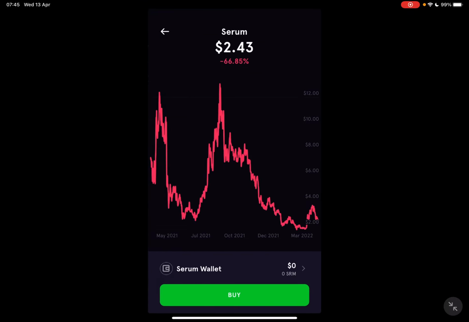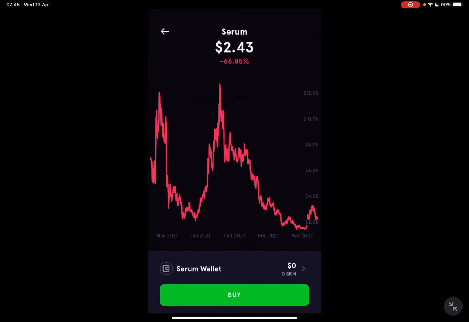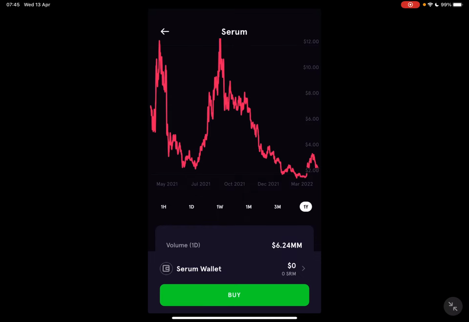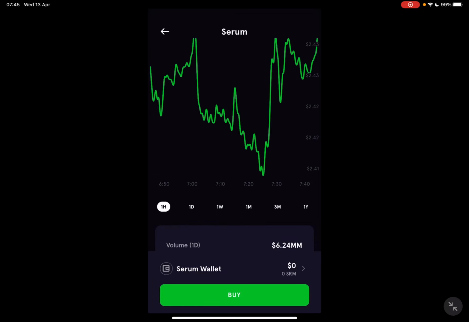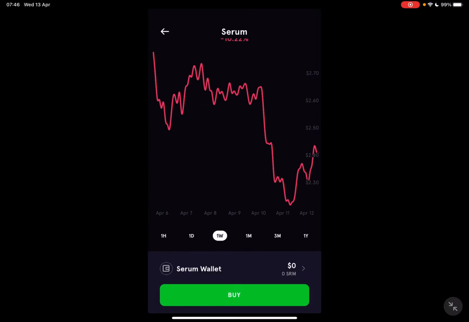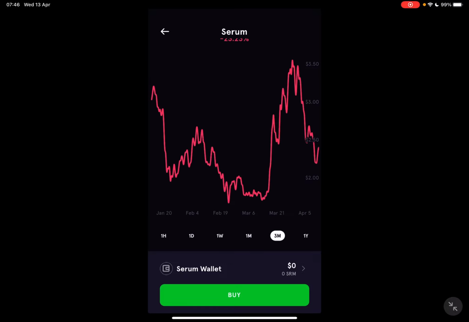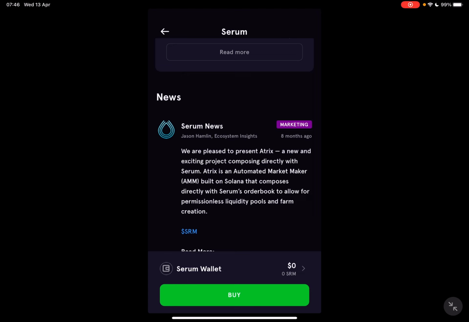So when you found the one that you would like to invest in, just tap on it, which is going to open up the crypto page. And here you can see some information about the crypto, the statistics regarding this crypto in the last period, for the last hour, day, week, 1 month, 3 months, and 1 year.